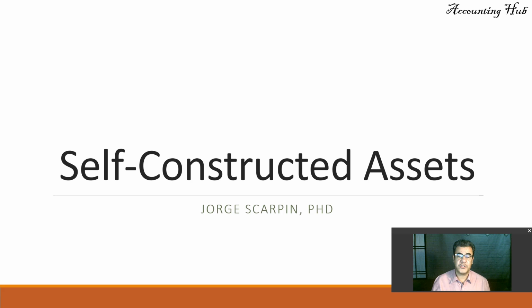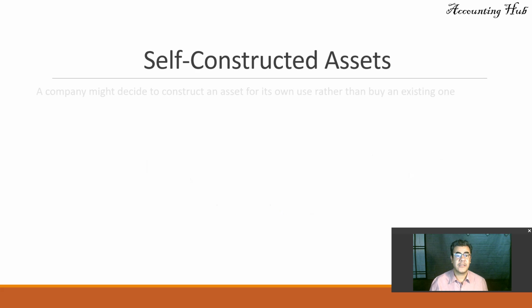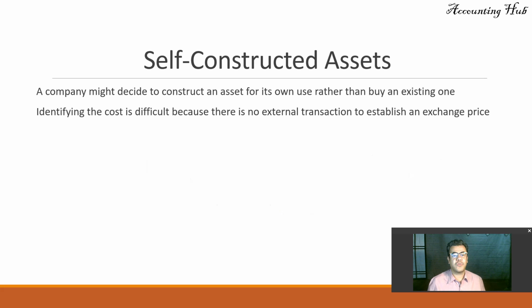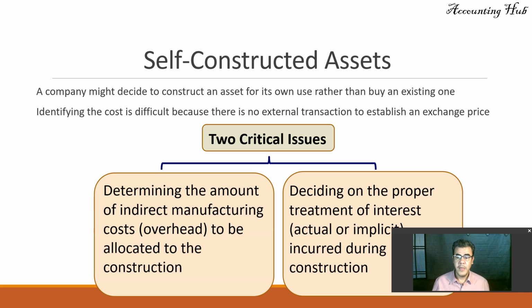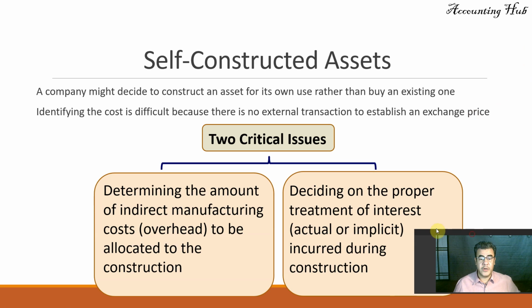I'm Professor George Scarpin, PhD in accounting, and our topic today is self-constructed assets. A company might decide to construct an asset for its own use rather than buy an existing one. Identifying the cost is difficult because there is no external transaction to establish an exchange price. And sometimes we have no market value. And we have two critical issues, one more critical than the other one.